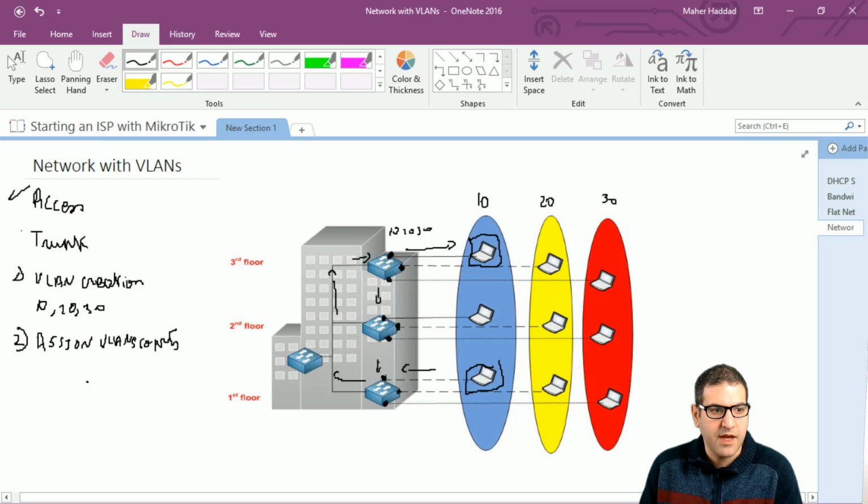So we just talked about the access, now we need to do the trunk. So the trunk is what? The trunk is between switches, like switches which are carrying the same VLAN, they need to have trunk between each other. And why do I need to have the trunk?